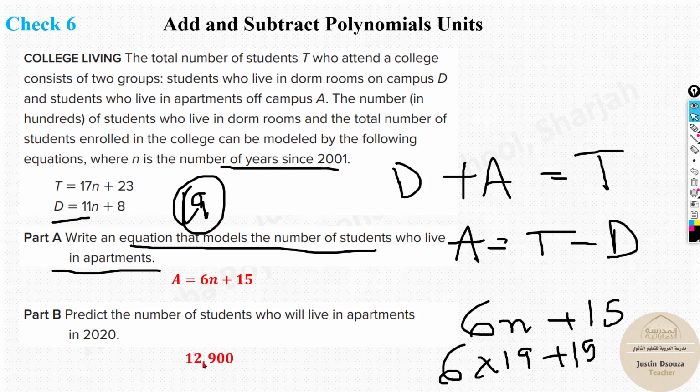Now again, it will not be 12,900 directly. It will be in terms of 129, I believe, because over here they have told us it is in hundreds. So you will get the answer on your calculator as 129. 100 means two zeros. If it was 1000, like in the last problem, we added three zeros, isn't it? But 100 means only two zeros. So add two zeros, and it is 12,900 students.